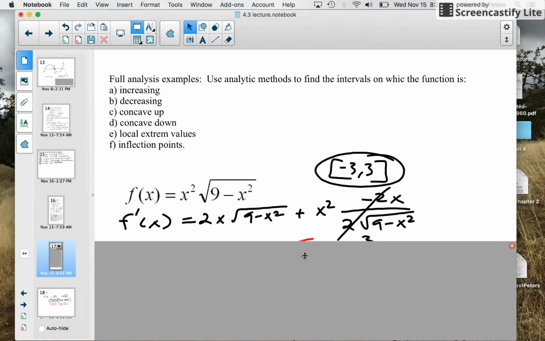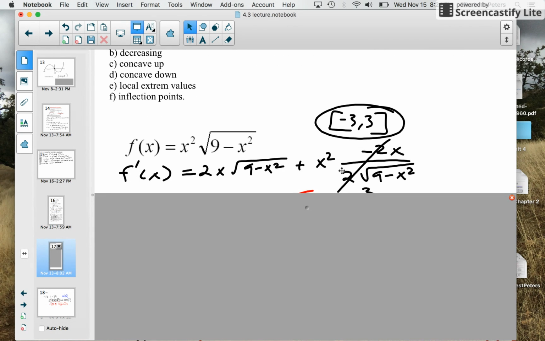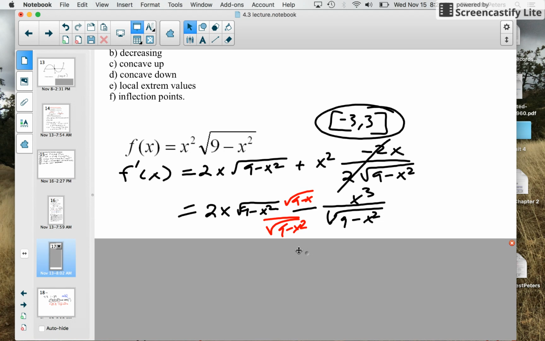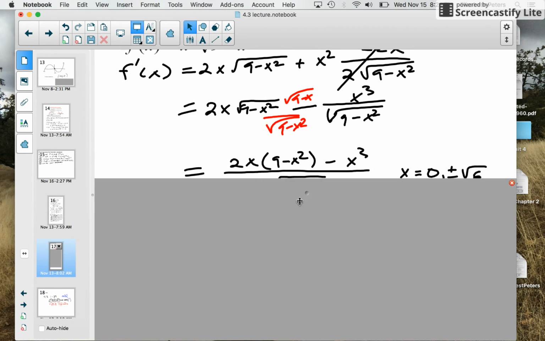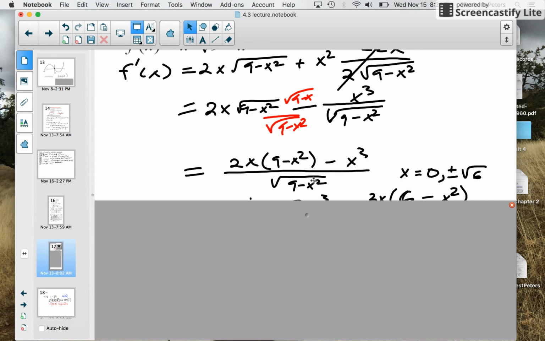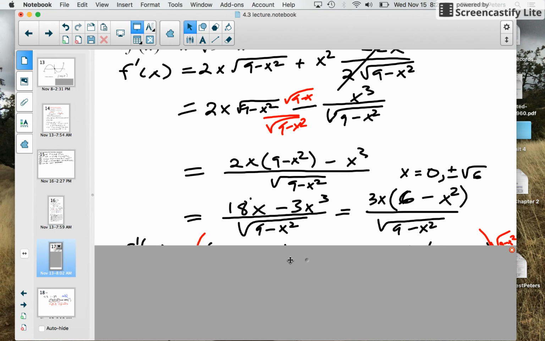So first we're going to find the first derivative by using the product rule and then the chain rule as well. But make sure you can find that first derivative. We're going to simplify by making a common denominator of the square root of 9 minus x squared. Okay, we'll simplify those fractions right here. Okay, and then we multiply out the top and simplify the numerator.